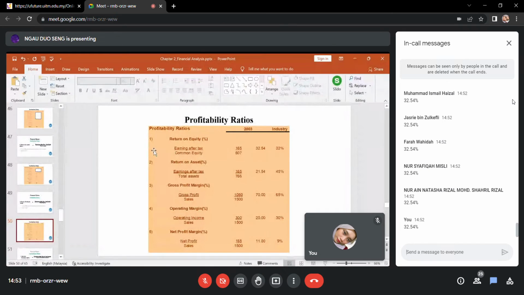So profitability ratio, we have how many? We have 5: return on equity, return on asset, gross profit margin, operating margin, net profit margin. For profitability ratio, it's easy, you just remember all are in percentage. So profitability ratio is all answered in percentage.